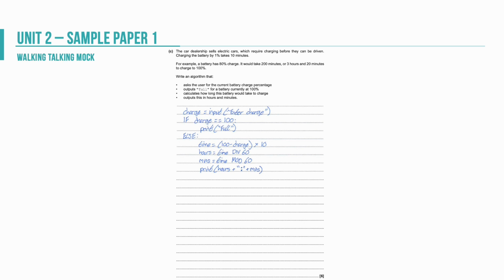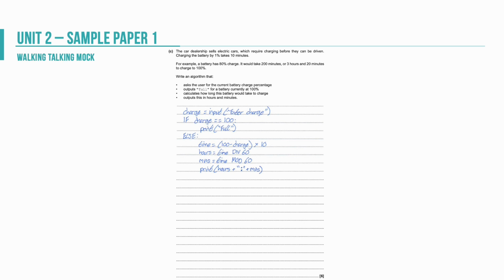This is not a full page answer. So don't look at the big page available to put your answer in and think, oh no, I definitely can't do this. So charge equals input enter charge, and then if charge equals 100, print full. So if the charge is at 100%, print full. We're going to get 2 out of 6 just for doing that first section.